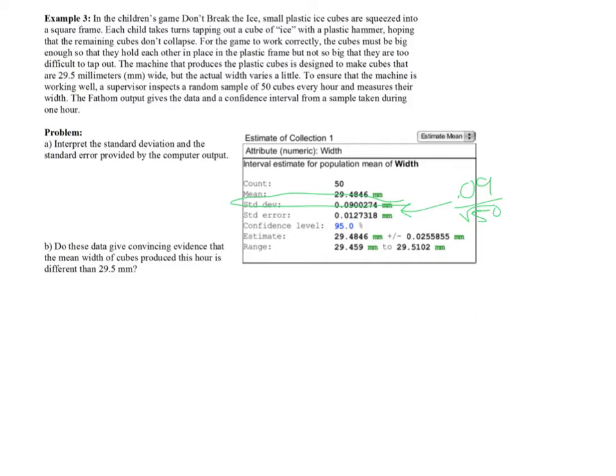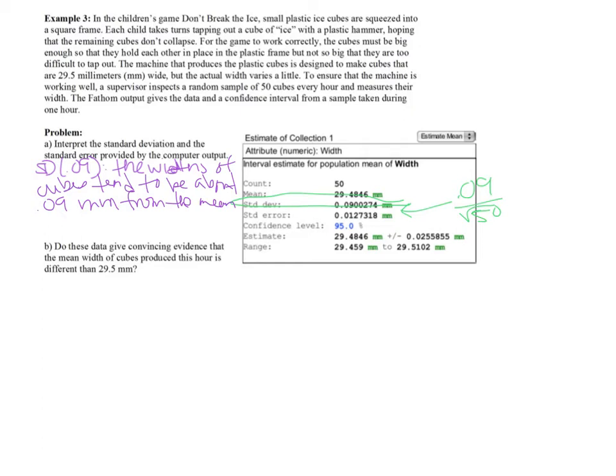So our standard deviation, which is 0.09, what that means is that the widths of the cubes tend to be about 0.09 millimeters from the mean. So we've talked a little bit about that. Just remember that standard deviation is how far your values tend to be from the mean. So these ones are pretty close. 0.09 millimeters is pretty close.